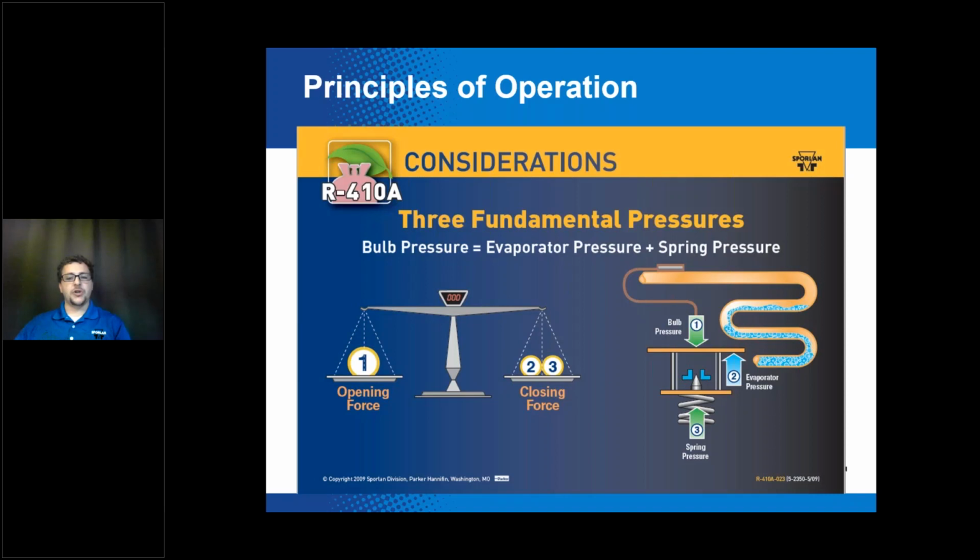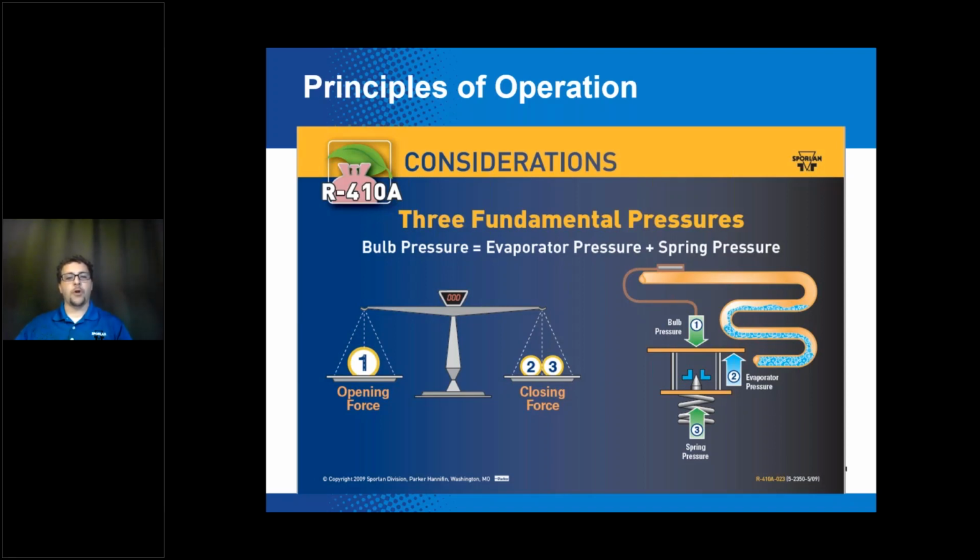So I've mentioned already that the technician can change the superheat setting of the valve by using the adjustment stem on the bottom. And the reason that works is because using the adjustment stem actually changes the preload on that closing spring. And the spring pressure is going to be essentially constant once that valve has been adjusted to the desired superheat setting.